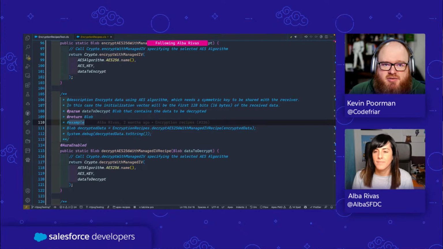But one of the things that often comes up is everything surrounding encryption and secure data transfer. And so today we're going to be tackling a lovely class and some tests that were written by my colleague, Alba Rivas. Alba, you want to say something?